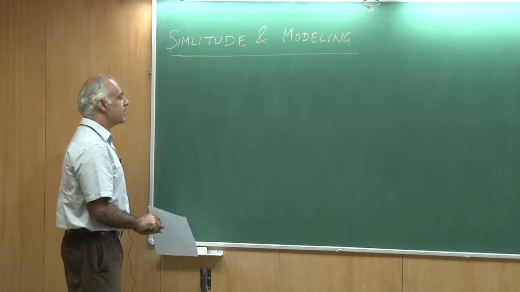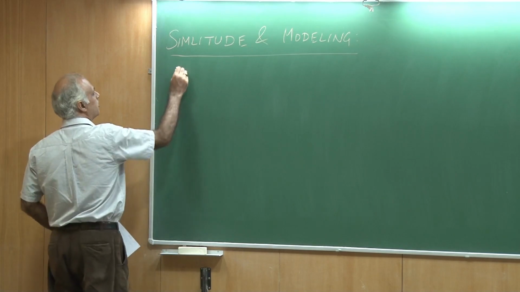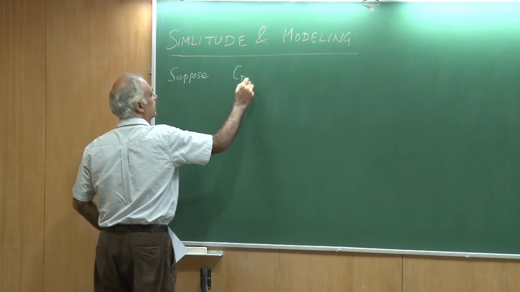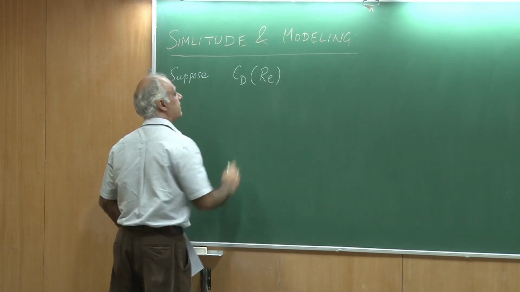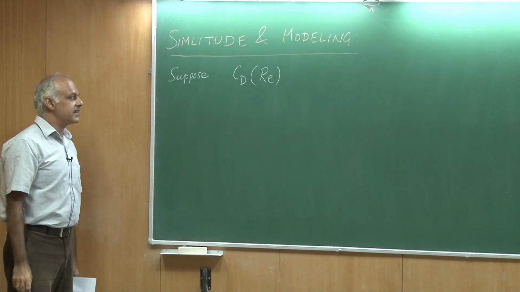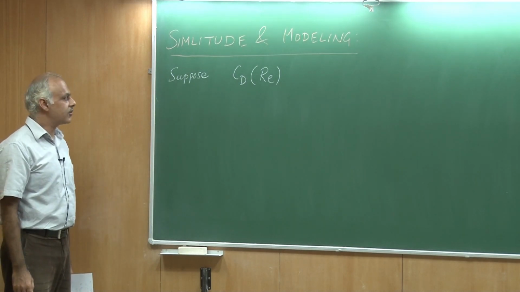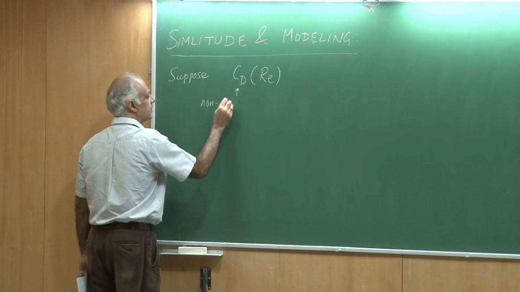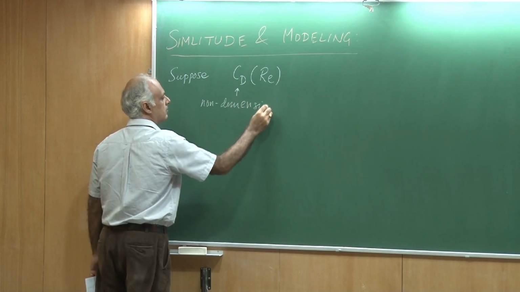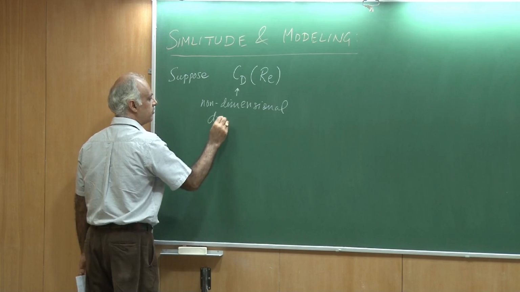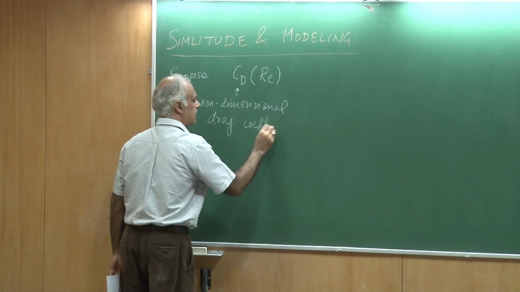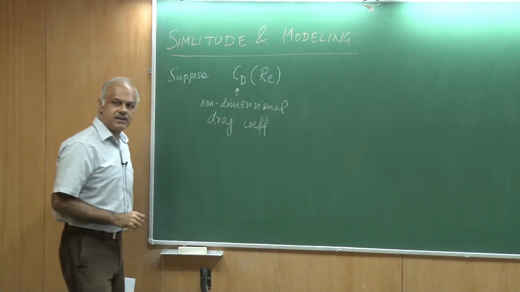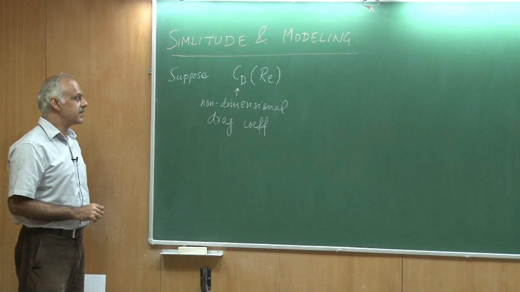So, in the last class we were looking at an example that suppose you have CD as a function of RE. That means the drag coefficient on a body could be non-dimensionalized as CD. This is the non-dimensional drag coefficient, and we have taken the example of an airplane, and RE is the Reynolds number, which is another similarity parameter.